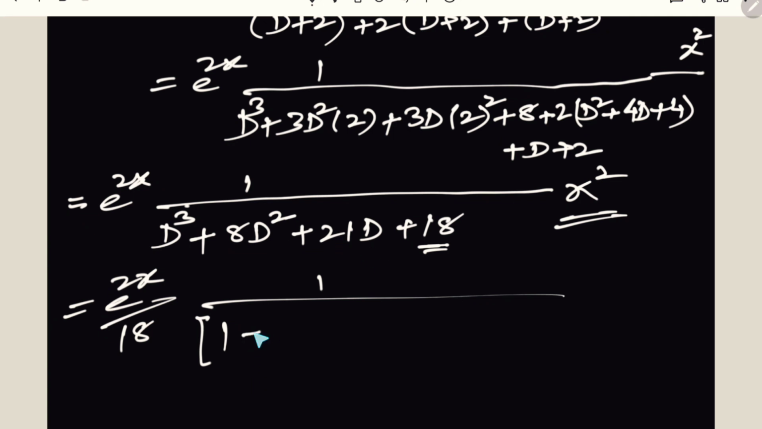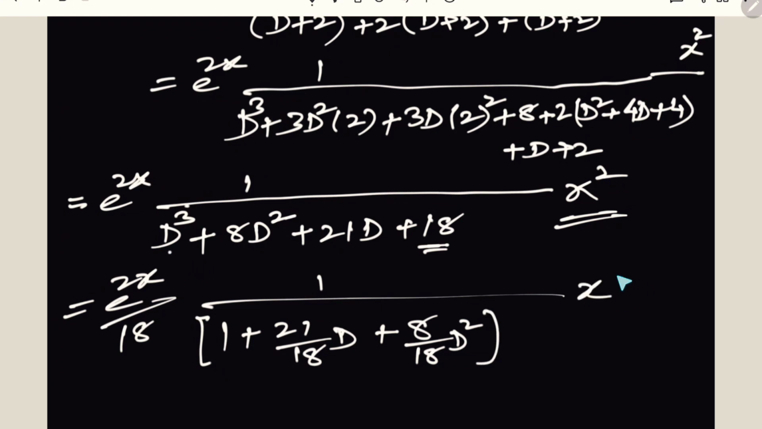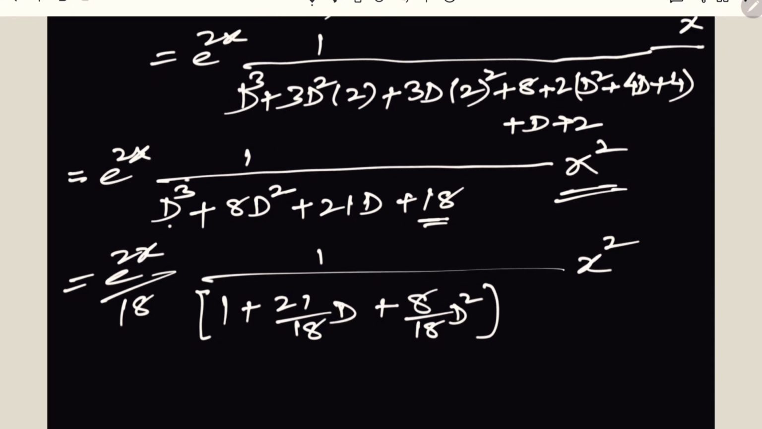Next one is 21 by 18 times d. Next, 8 by 18 d square, and then neglecting the term of d cube, as the power of x is 2, means we have to consider the terms up to d square only, and that's why I am neglecting this term of d cube, and then operate it on x square.